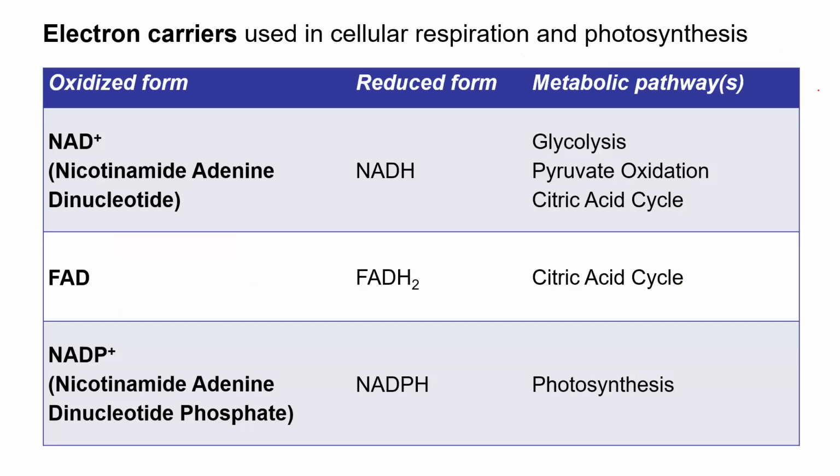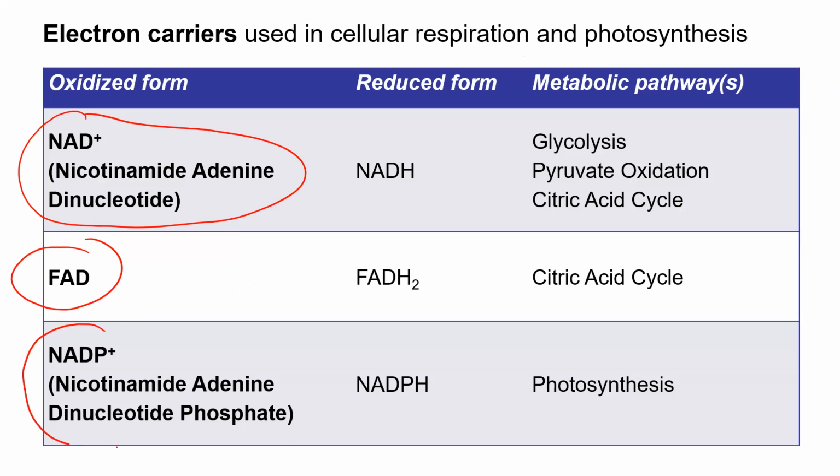Here they are. NAD plus is one of the main ones. We're also going to see another one called FAD, and I think I have a slide showing you how that works in a moment. And when we get to photosynthesis, we're going to see a third one called NADP plus. Notice in each case, these pick up a hydrogen. Or in the case of FAD, it picks up 2 hydrogens, right there and there. They're just involved in different processes, and these are all electron carriers.